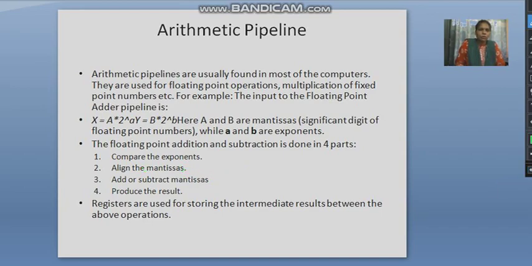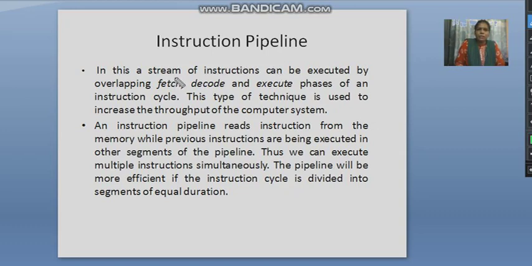Now the instruction pipeline. In this, instructions can be executed by overlapping the fetch, decode and execute phases of an instruction cycle. This type of technique is used to increase the throughput of the computer system. So for different instructions, we can overlap the fetch, decode and execute phases, and we get better performance than normal execution. An instruction pipeline reads an instruction from memory while previous instructions are being executed in other segments of the pipeline.